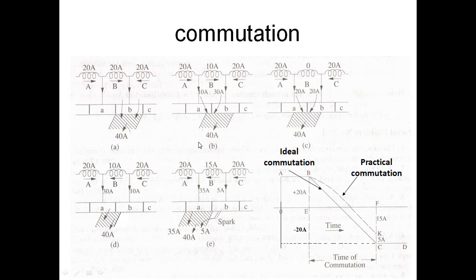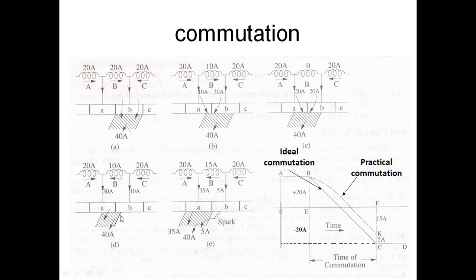Then B is the second one: 20 amps forward plus 10 amps forward, and also reverse 20 amps, in between sharing 10 amps. That is equal to perfect commutation. Next, C, the third option: 20 amps forward current in the coil B as well as the coil C current through reverse 20 amps. Both are equal to 40 amps. This is the perfect commutation.